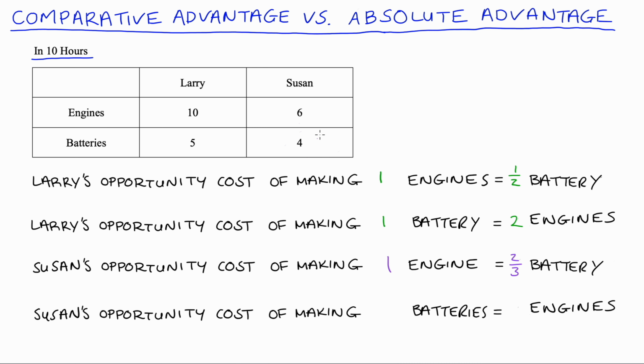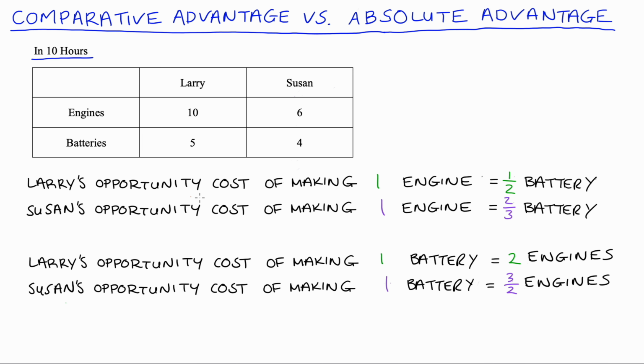We can then think about Susan's opportunity cost of making batteries. So our table tells us that Susan's opportunity cost of making 4 batteries will be equal to 6 engines. Let's normalize that to be in terms of 1 battery by dividing both of our numbers by 4. So 4 by 4 is equal to 1. 6 by 4 is equal to 3 over 2. So Susan's opportunity cost of making 1 battery is equal to 3 over 2 or 1.5 engines.